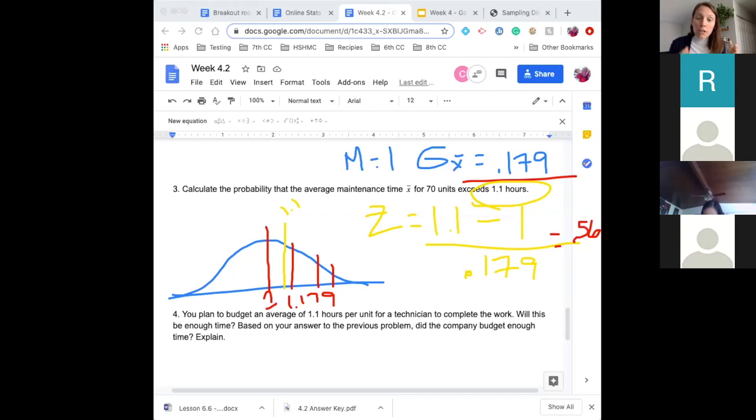I want you all to go to your z-score tables and look up what is the area for a z-score of 0.56.